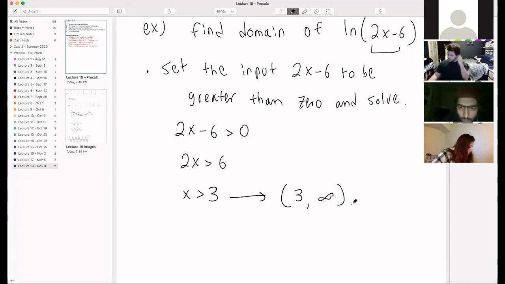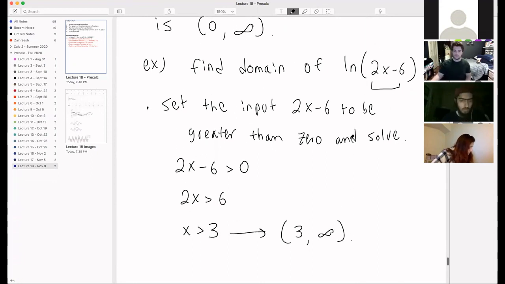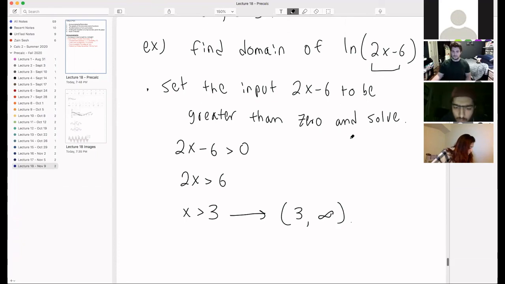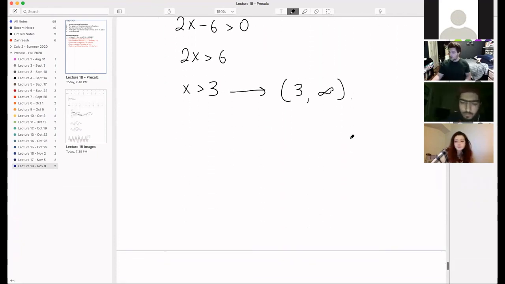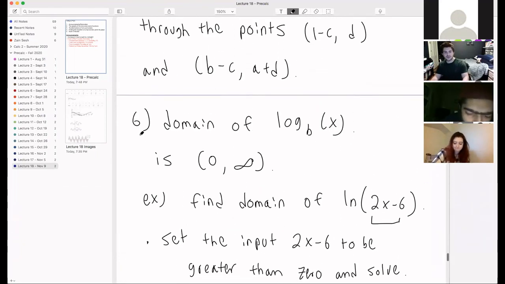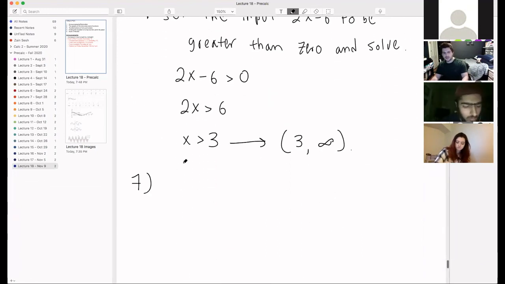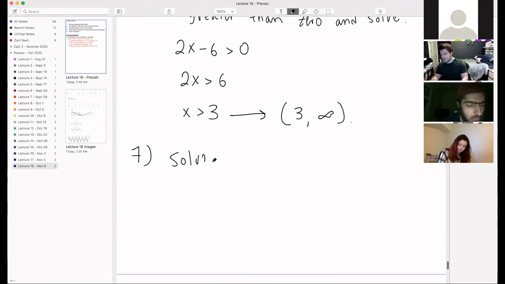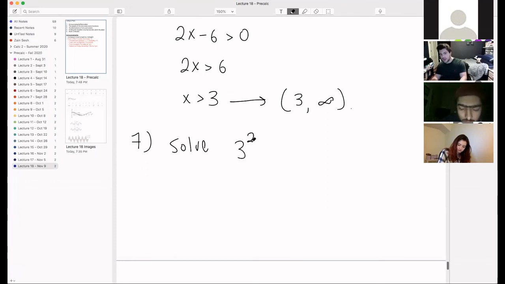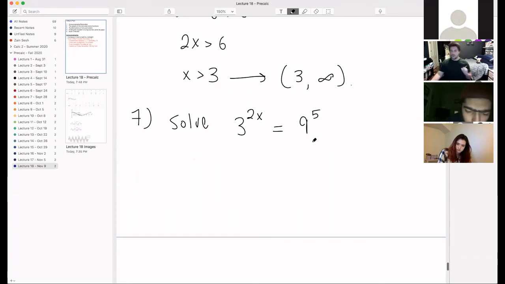Okay, any questions so far? Okay, good. How about exponential equations? How about you solve 3 to the 2x is equal to 9 to the 5th. What you want to do is create like bases on both sides.